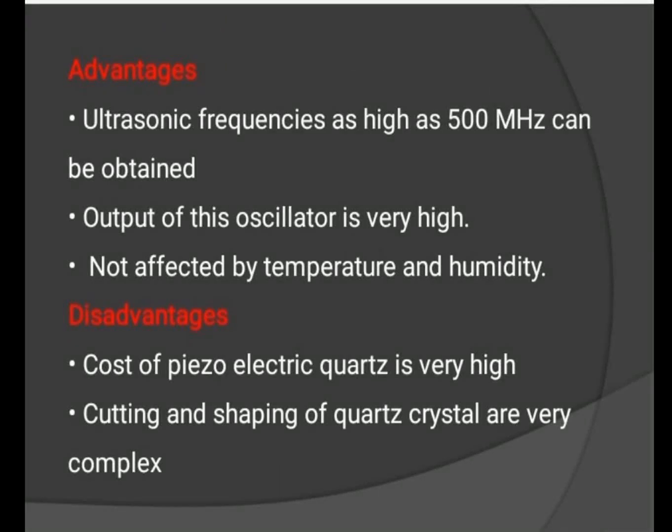Now let us see the advantages and disadvantages of the production of ultrasonic waves by piezoelectric crystal method. Ultrasonic waves as high as 500 MHz can be obtained. The output of this oscillator is very high, and not affected by external factors such as temperature and humidity. It also has some disadvantages, like the cost of the piezoelectric quartz crystal is very high. Cutting and shaping of the quartz crystal are very complex.